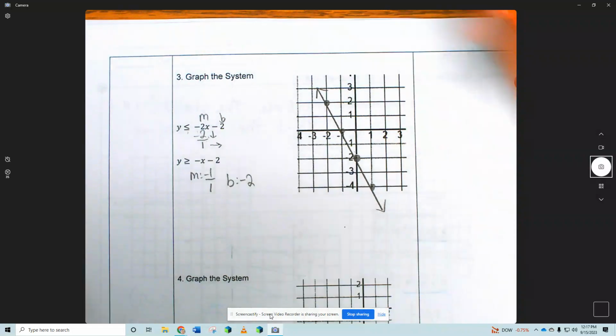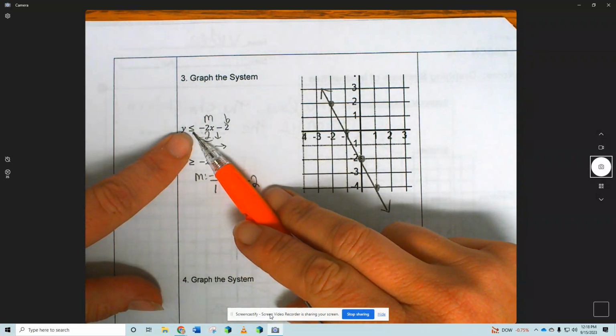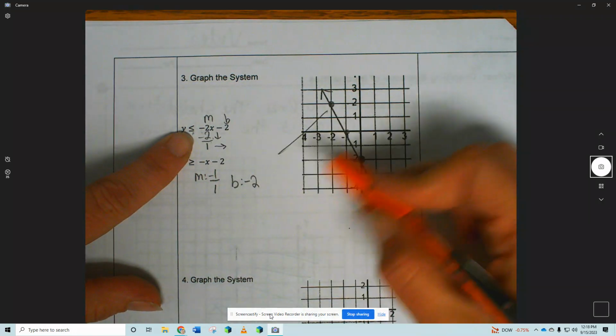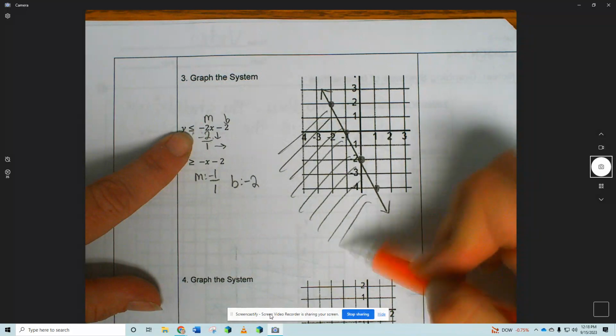Where's my shading going to be? Less than or equal to? Where's less than the line, you guys? Below. Below the line. He's the only one volunteering. I need more people.